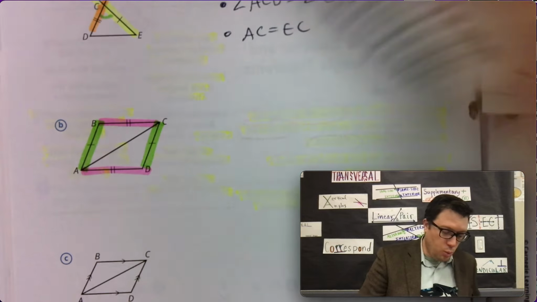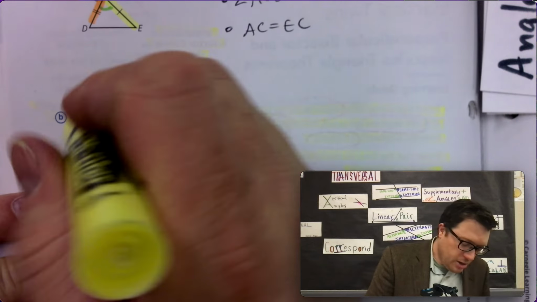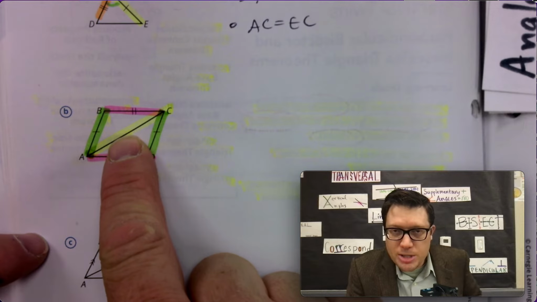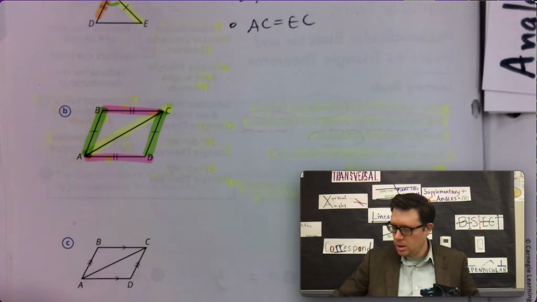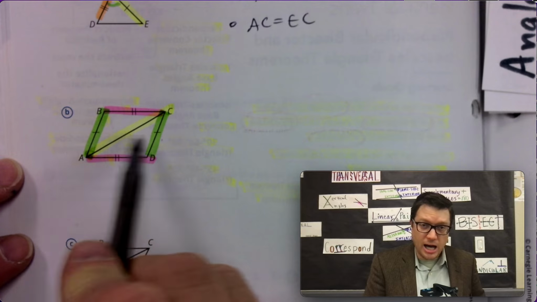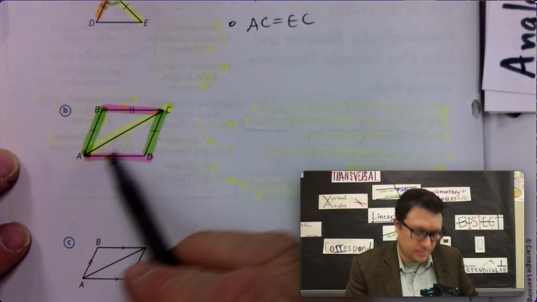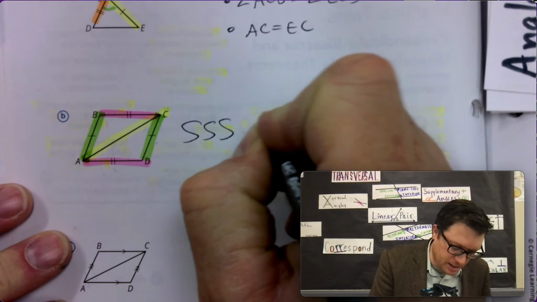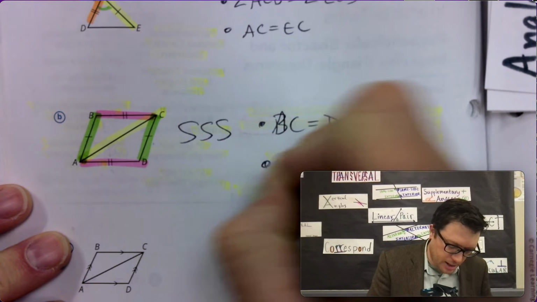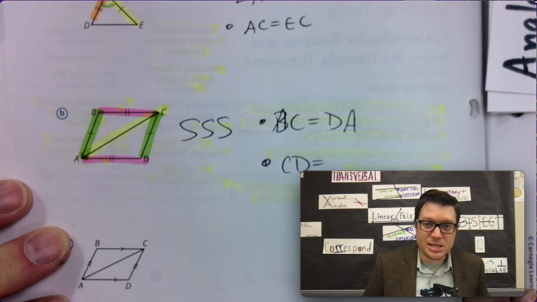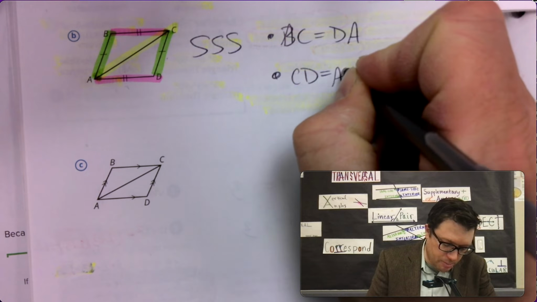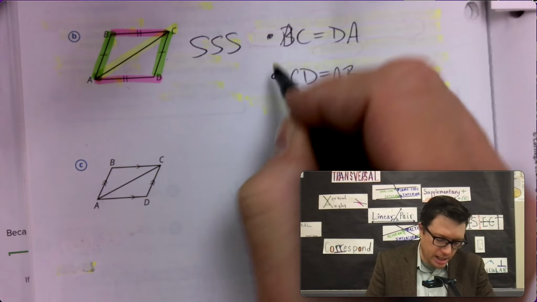The point is that I wanted to say reflexive property because when you have two triangles sharing a common line, the reflexive property is the reason why we get to say that they are congruent. Turns out, side, side, side. SSS, make the list. BC is equal to DA. And CD is equal to AB. So that's pink, green, and now yellow.